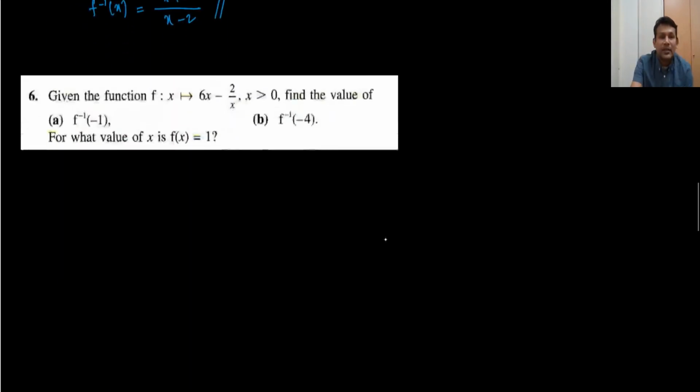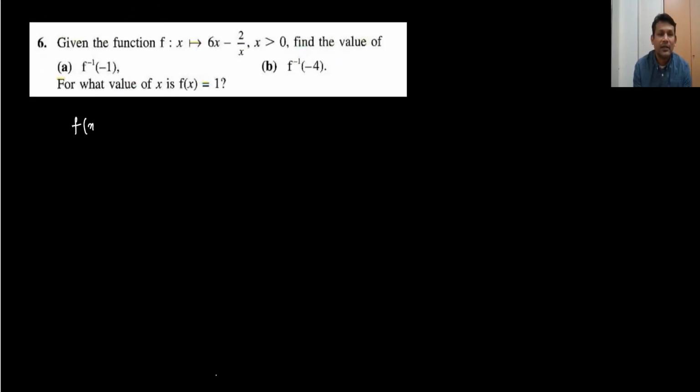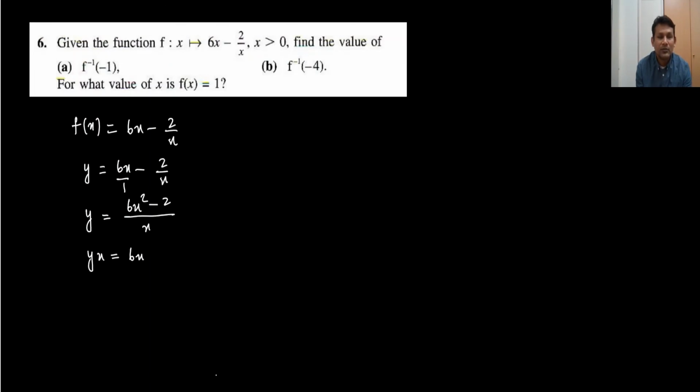Question number 6. f of x is equal to 6x minus 2 upon x. This is one of the important questions because we have a quadratic equation here. Let's see. We need f inverse of minus 1. So y is equal to 6x minus 2 upon x. When you take the LCM, only x is coming, and this is 6x squared minus 2. When we move it from the right-hand side to the left-hand side, yx is equal to 6x squared minus 2.